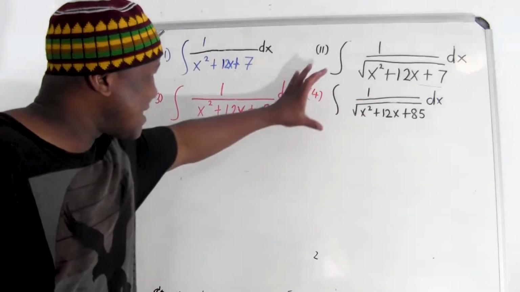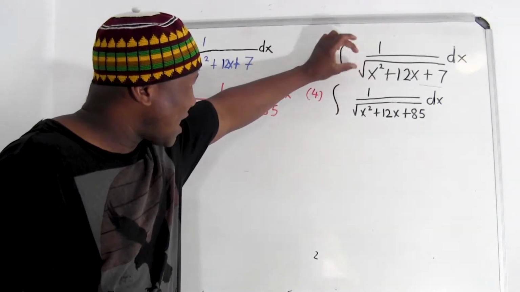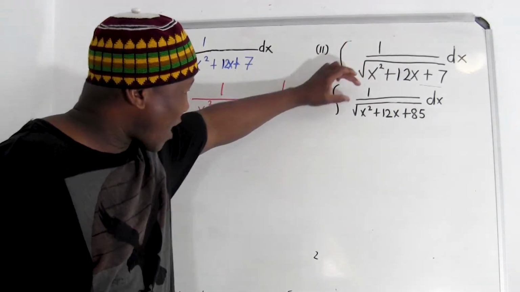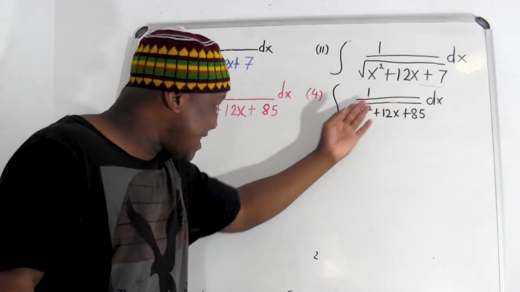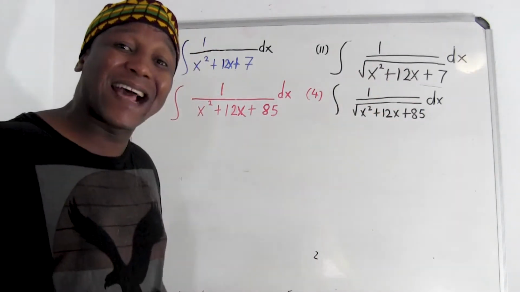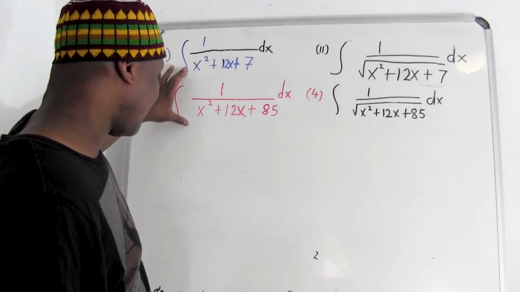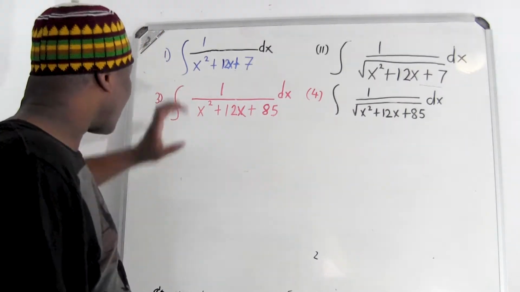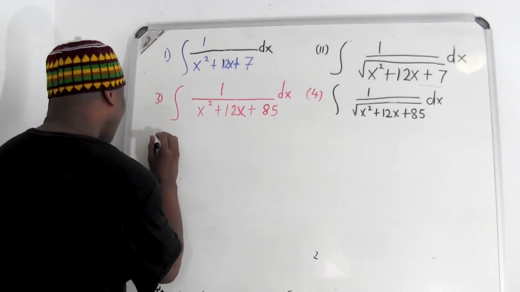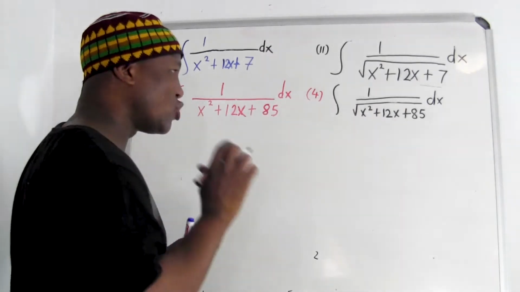Whenever you have a 1 and then a quadratic under the root, which one should I start? Let me start with this one first. Number 3, solution. If somebody gives me this, you know what you do first?